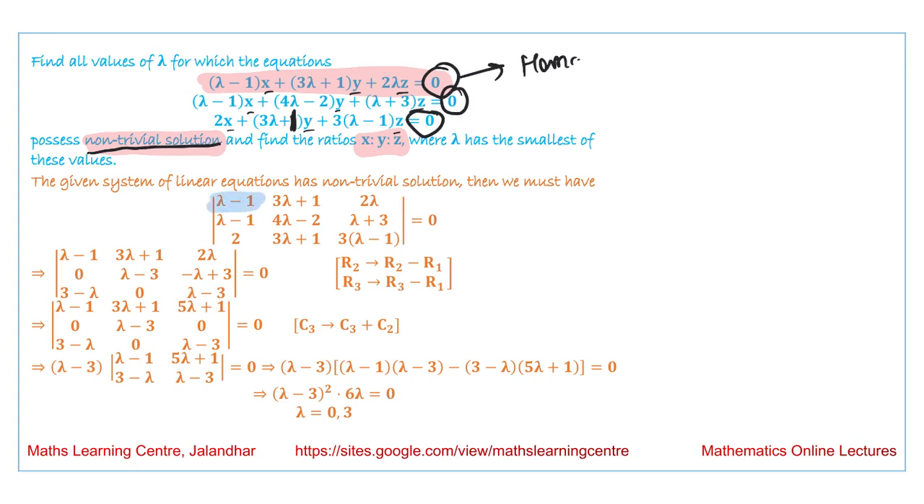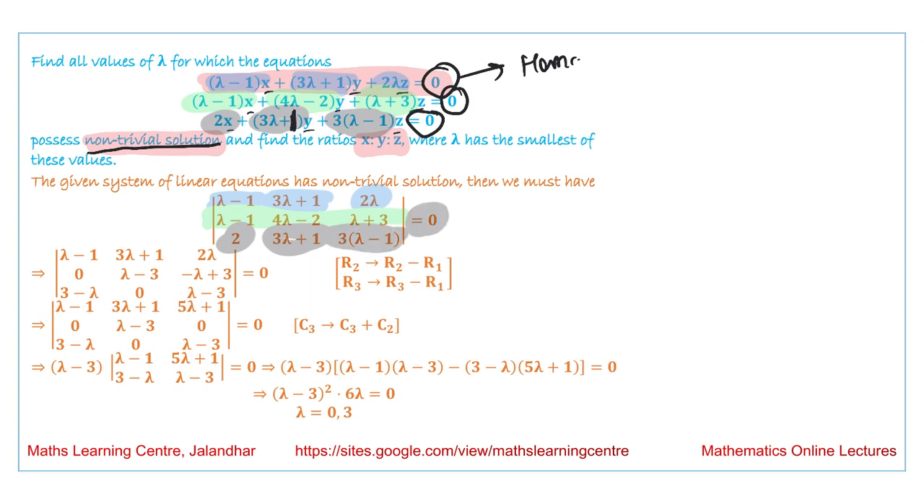is written over here: it is lambda minus 1, 3 lambda plus 1, and 2 lambda. Next it is lambda minus 1, 4 lambda minus 2, and lambda plus 3, and last it is 2, 3 lambda plus 1, and 3 into lambda minus 1.